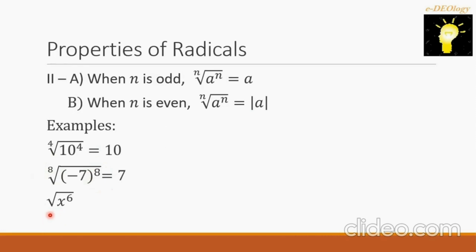Another example is square root of x raised to 6. We can show this to be the square root of x cubed, that is squared. So in here our index is 2, and there is a power 2 here, and our radicand is the x cubed. So it seems we can cancel the radical sign with that index 2 and the power 2 here. But when we simplify, we will show the absolute value of the x cubed.